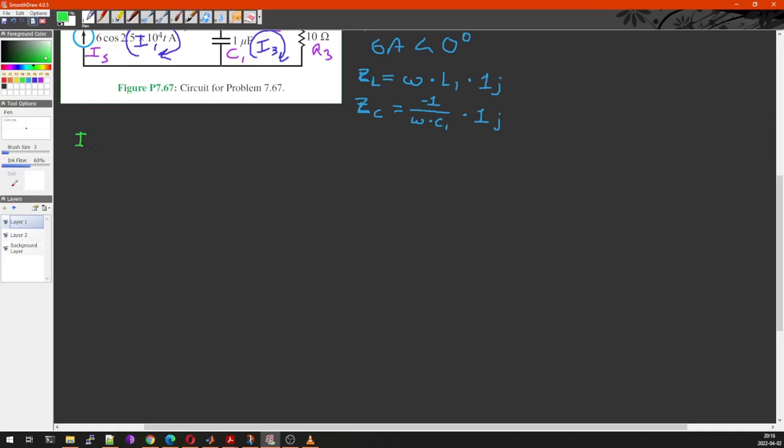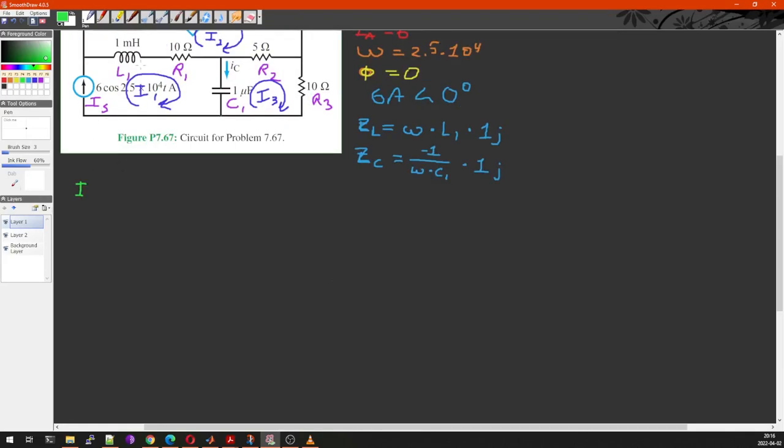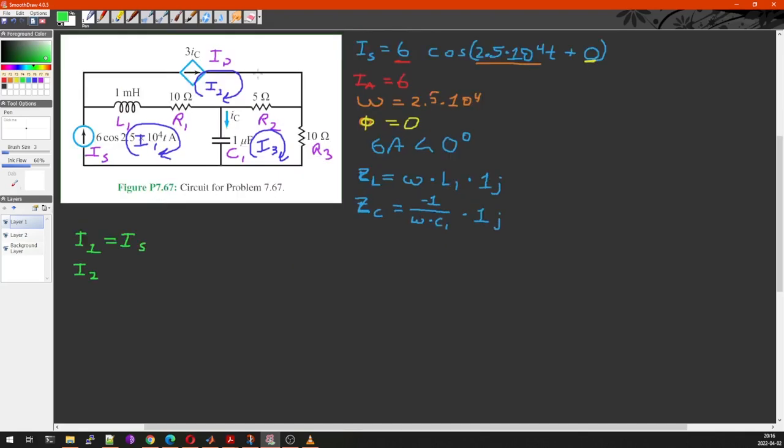So we have I1. I1 is nice and easy. It is given to us. I1 is actually just IS. I2 is equally easy. That is given to us also. It is ID, which is also equal to 3IC. Now this would be an example of a current amplifier with a gain of 3. So however much you have going through here, you have 3 times as much being pushed through there.